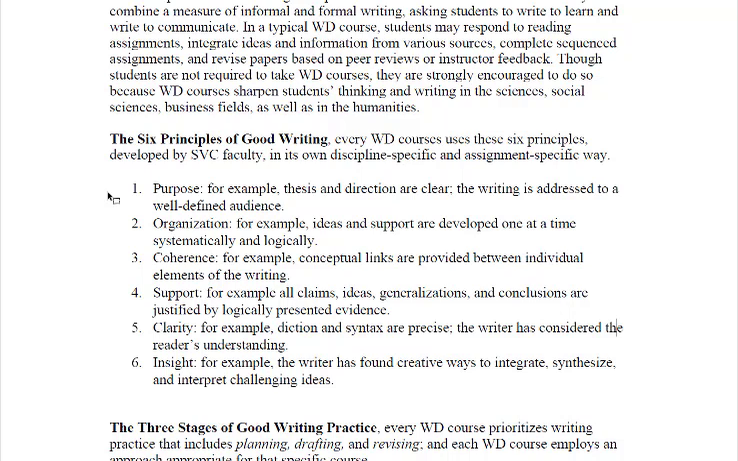Number 5, clarity. For example, diction and syntax are precise. The writer has considered the reader's understanding. So just as I said there, you should assume that you need to walk the reader through absolutely every detail. Okay, so you don't want to leave any stone unturned. So if you do not explicitly lay out all of your discussion to your reader, there's a possibility that your reader will be confused and leave with a different end message than you desire for them.